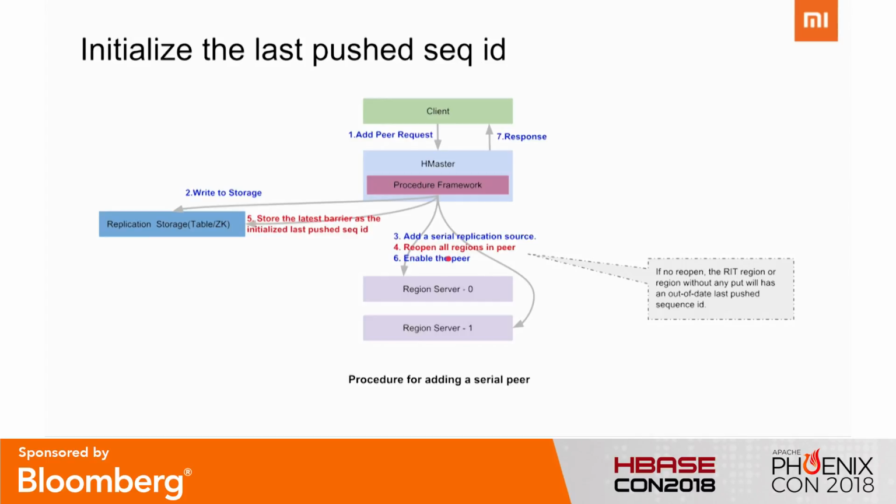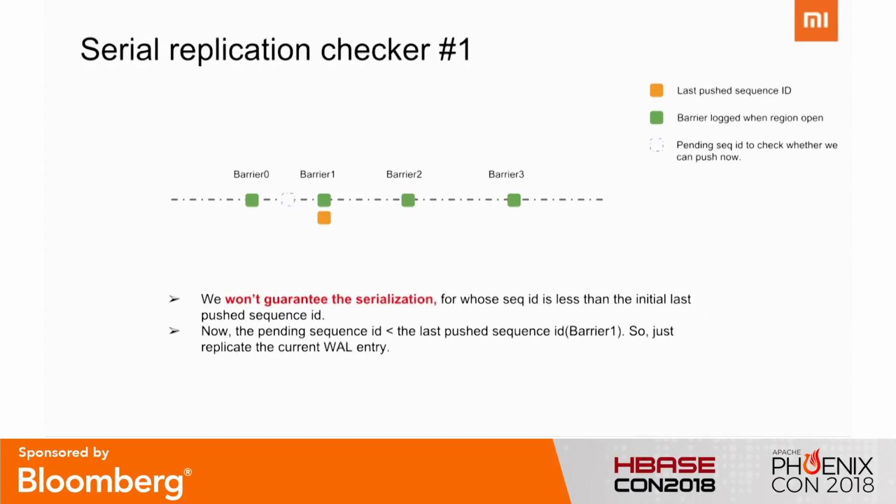We reopen all regions in the peer to save their latest barrier. If no reopening, the RIT region or a region without any put will hide the out-of-date last pushed sequence ID. Then the last pushed sequence ID will be incorrect. In step 5, we store the latest barrier as the initial last pushed sequence ID. After the serial peer is created, all newly written entries will be replicated to the peer cluster serially.